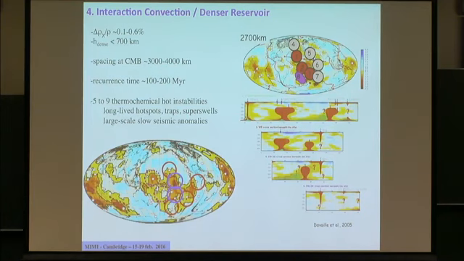You can tweak the parameters any way you want, but you will never get a spacing that is more than 3,000 to 4,000 kilometers, which means that each of the LLSVPs contains several of those instabilities. So LLSVPs are not one big instability going up. It's several of those instabilities, and each of them is probably in a different stage of formation or development. So we can play the exercise of looking for those instabilities.